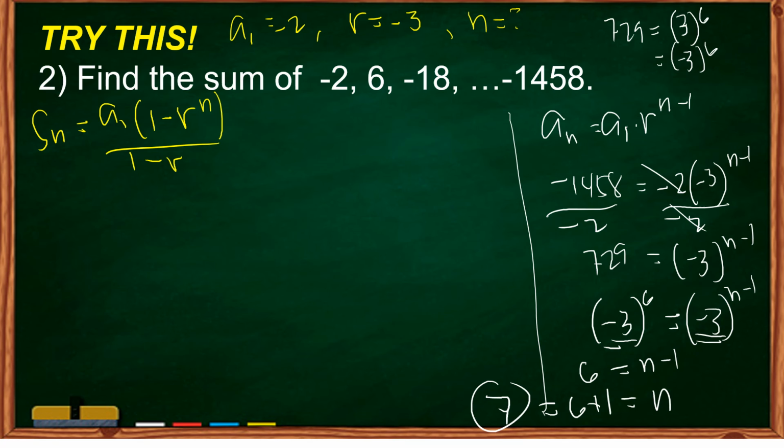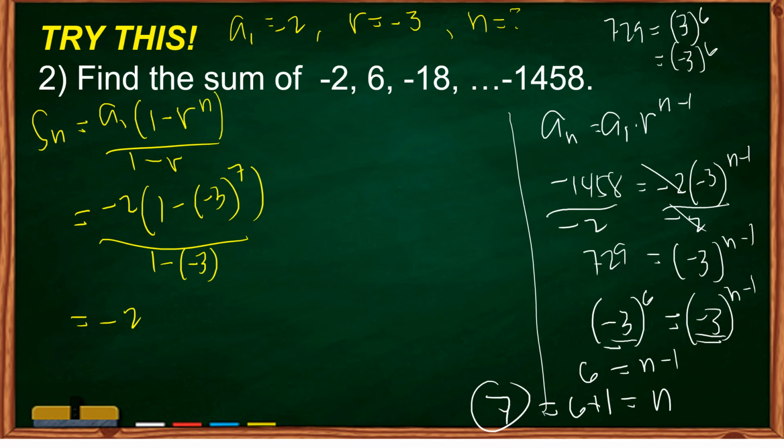Thus, we are ready to solve or to find the sum of the given geometric sequence. So the first term here is -2 again. 1 minus the common ratio is -3 raised to 7 all over 1 minus -3. So that gives us -2 times 1 minus -3 raised to 7, which is -2187, all over 1 plus 3.